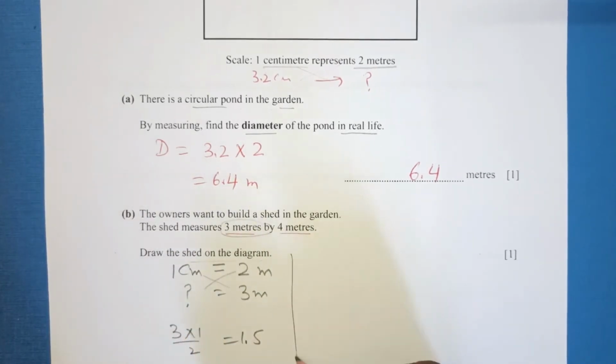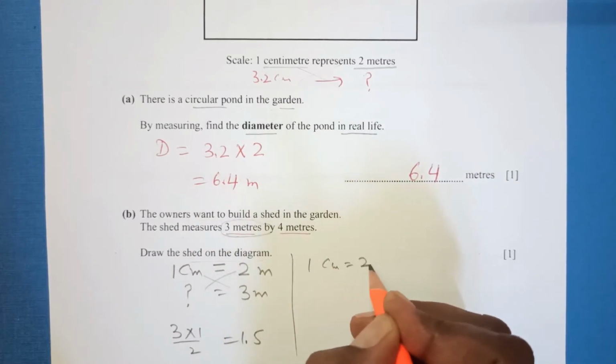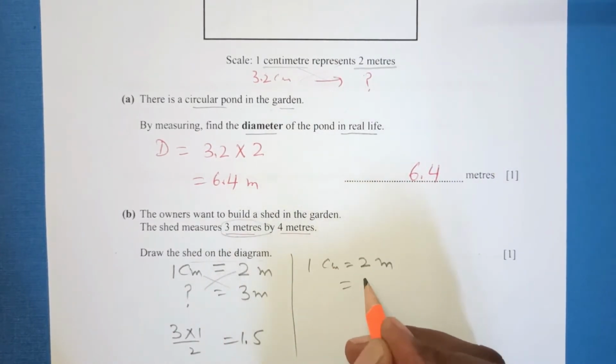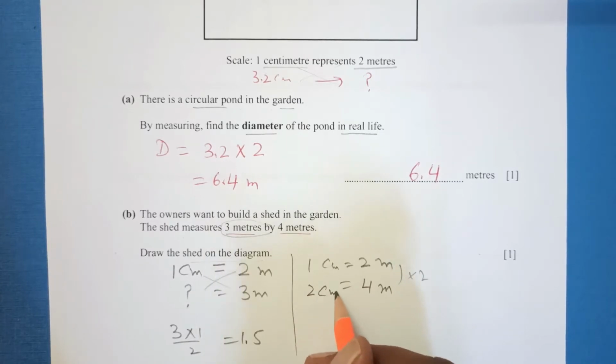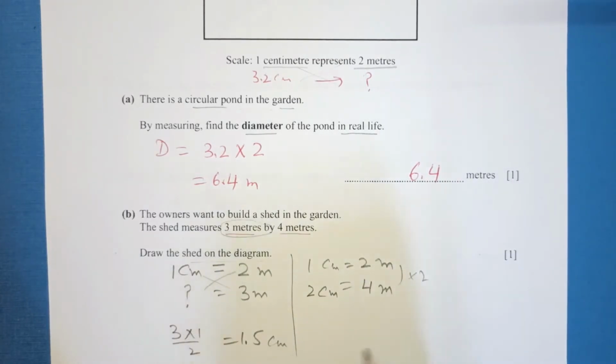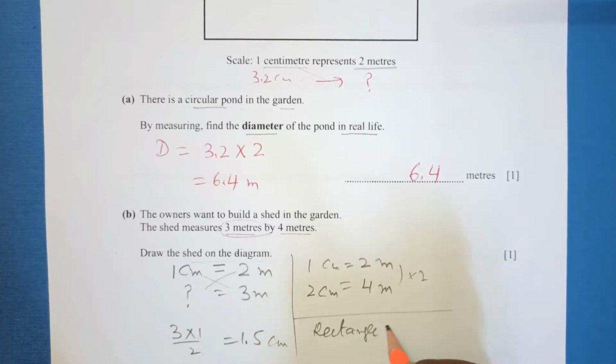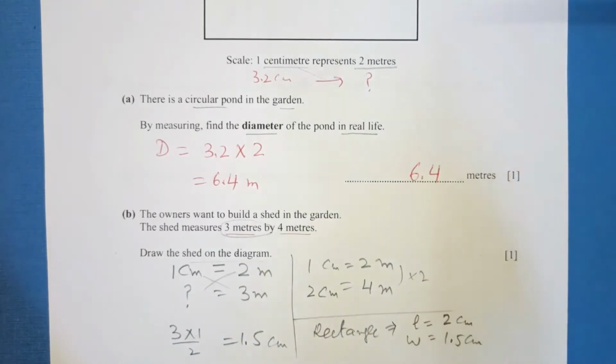For the other one, again, 1 centimeter equals 2 meters. We actually need 4 meters. So you can see it's times 2, or you can just cross multiply. So this will be 2 centimeters. So we need a rectangle with the measurements of length 2 centimeters and width 1.5 centimeters.